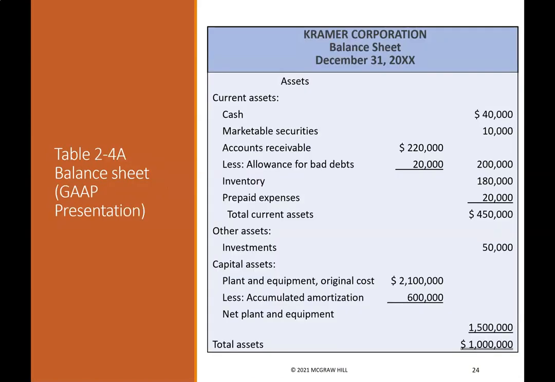Table 2-4A, balance sheet GAAP presentation. So in this example, we have the name of the company, the name of the sheet, so this is balance sheet, and the period, December 31st. We list our assets in order of liquidity, so current assets go first, and then long-term assets go second. And then you total up your assets for total assets.